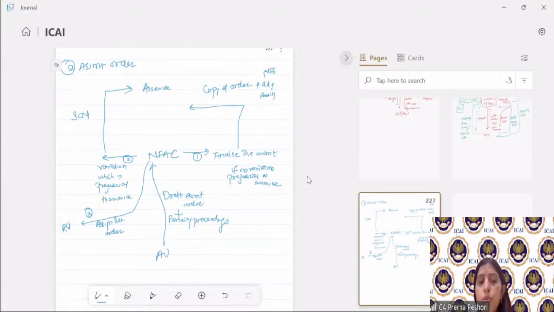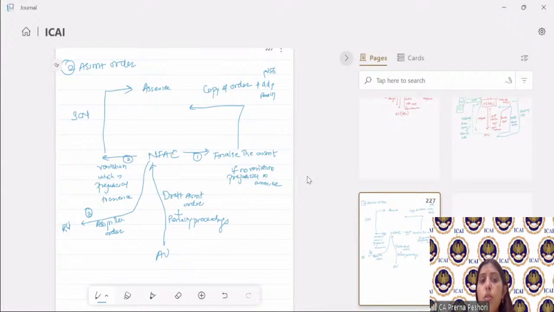What does the review unit do? Review unit will verify all the material and evidence. Review unit will check everything in the order. What are the facts? Whether the AO has correctly applied the law, whether the additions or disallowances have been made correctly, whether the judicial decisions have been taken into consideration, the arithmetical correctness of the additions proposed. So review unit will verify everything.